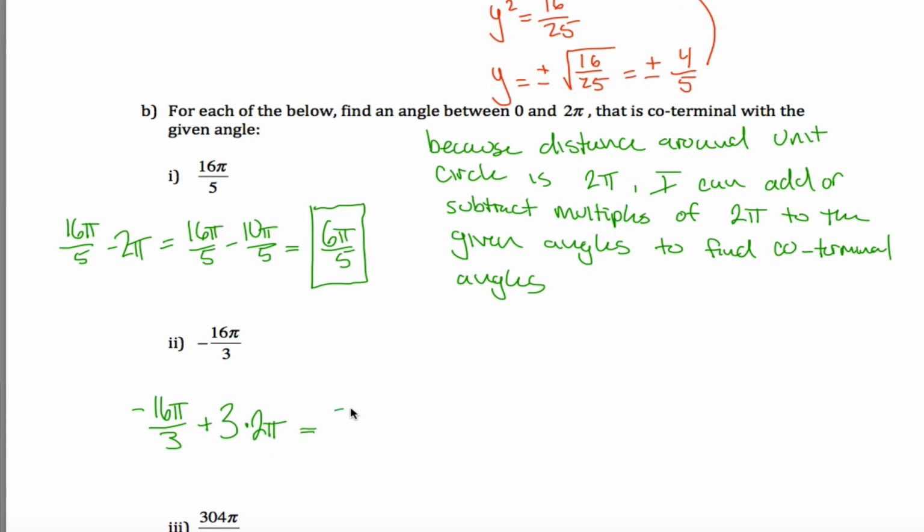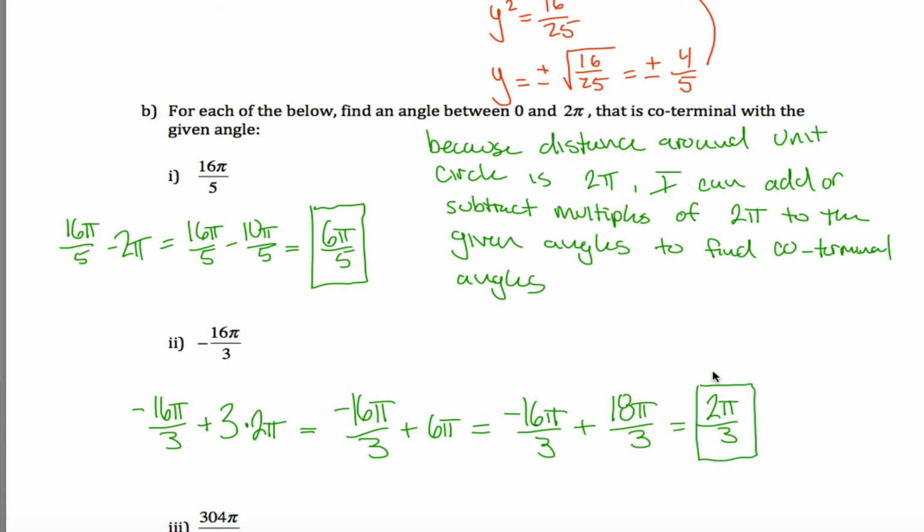So if I do that, I got negative 16 pi over 3 plus, let's see, 6 pi, which is the same as saying 18 pi over 3. And negative 16 pi over 3 plus 18 pi over 3 is positive 2 pi over 3. And 2 pi over 3 is in the specified range. So that right there would be my answer.